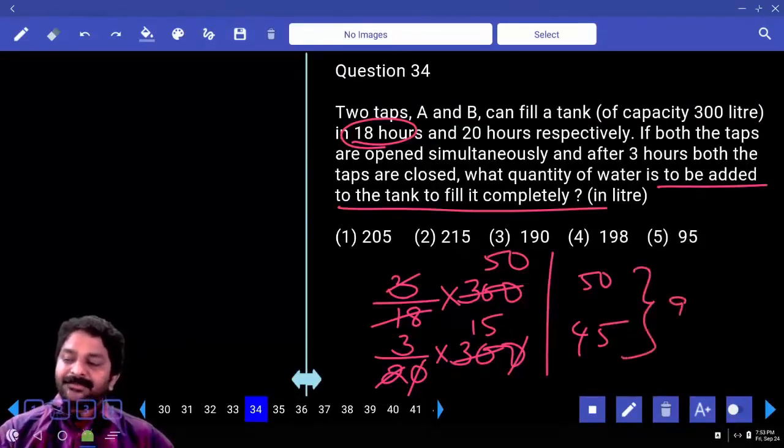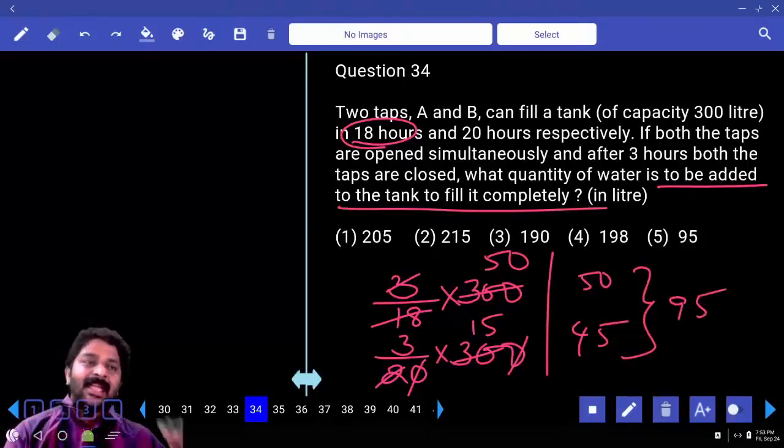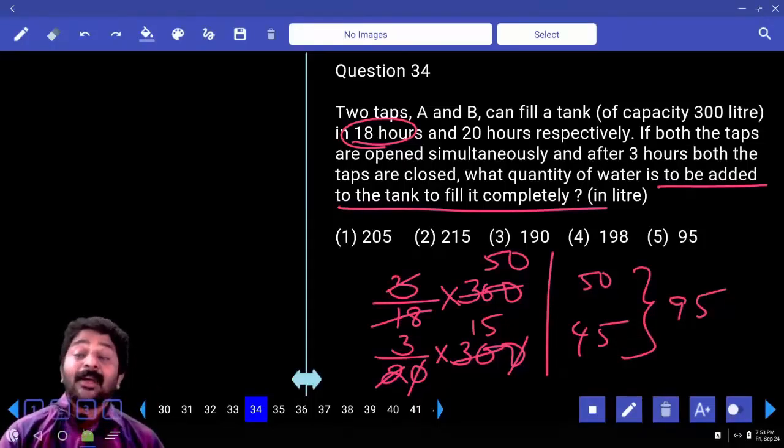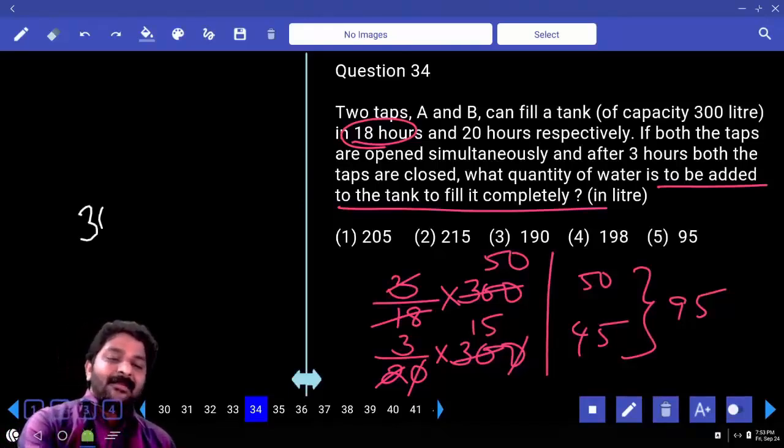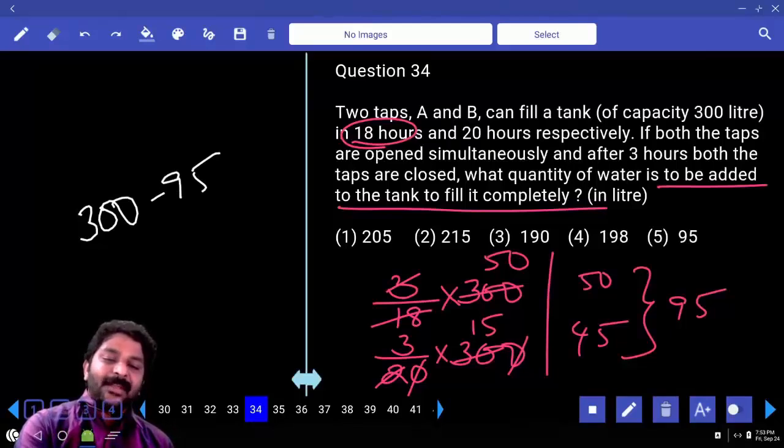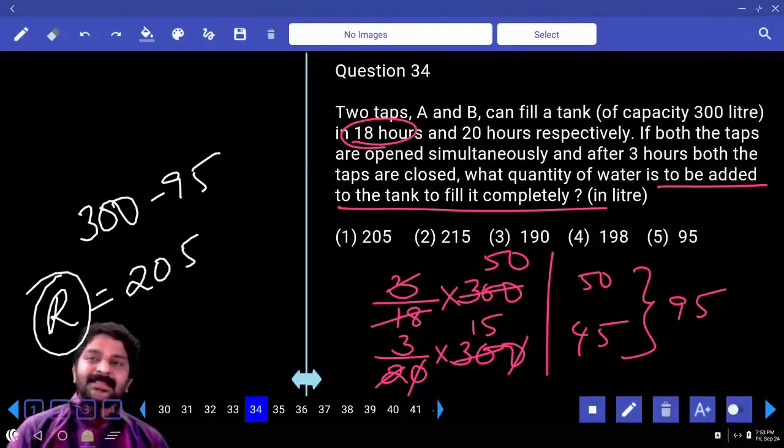Total how many liters do we have in the tank now? 95 liters out of 300. So how much more to be added, in the sense of what is remaining? 300 minus 95, that is equal to 205, which is the remaining tank capacity only. Yes.